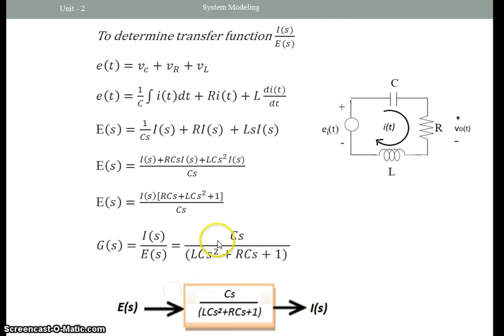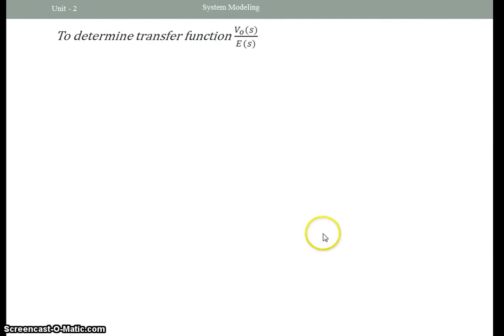To represent this transfer function in its equivalent block diagram showing the output current I of s and the input voltage E of s, then this is the transfer function of this electrical circuit. If you are given the values of the capacitance, the resistance, and the inductance, then you will simply substitute them in this equation.